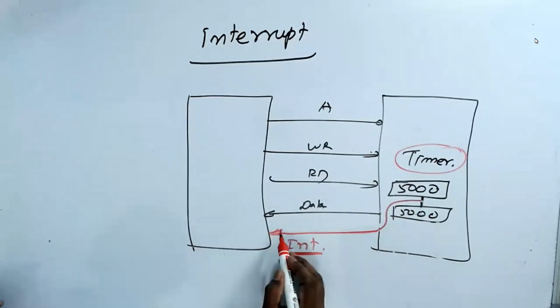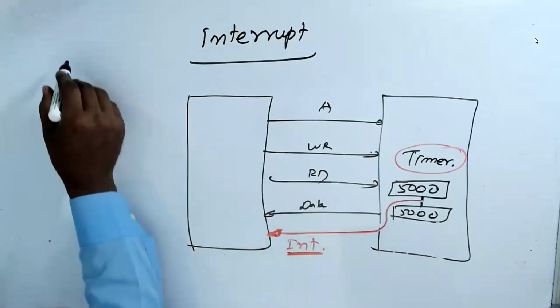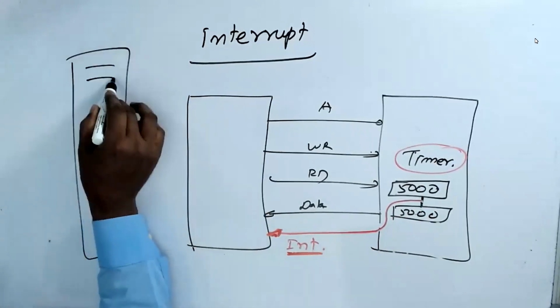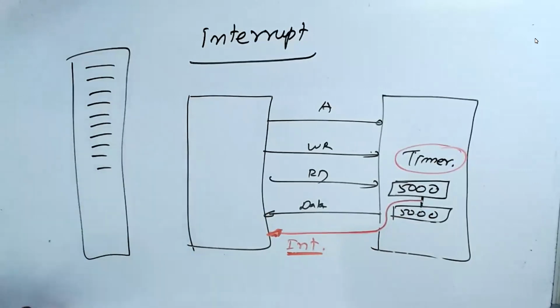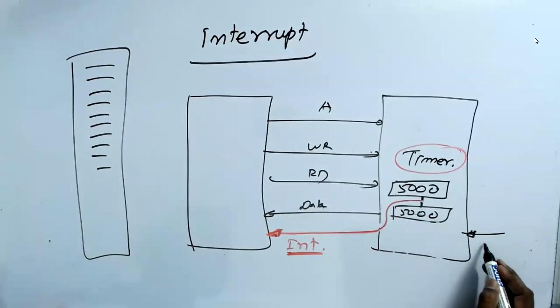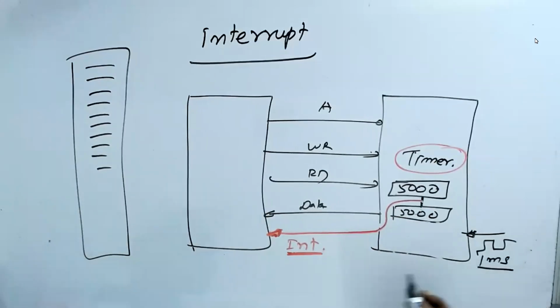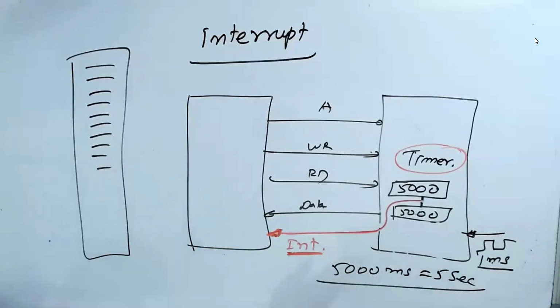So once the interrupt comes here, this microprocessor may be doing some work. Let us assume this has a clock. The clock interval is 1 millisecond. Since you have given 5,000, it will count 5,000 times. So 5,000 milliseconds is equal to 5 seconds. It is equal to 5 seconds. Am I right?